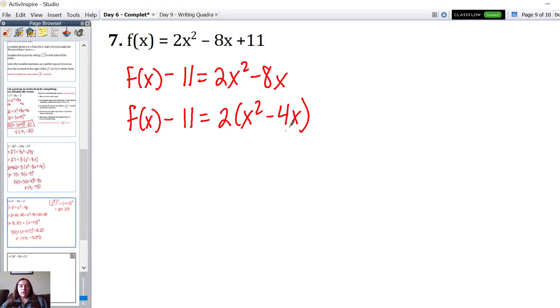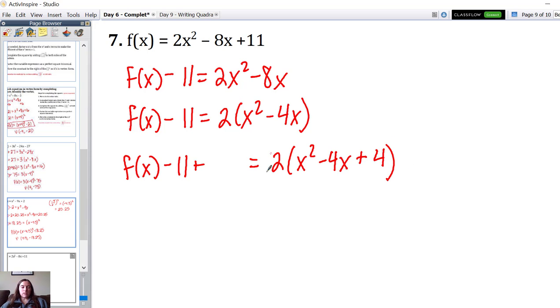Step 3, look at our b value, divide by 2 and square it. So we have f of x minus 11, and we're going to add something. I'll figure out what that thing is in a second. Equals 2 times x squared minus 4x plus, now negative 4 divided by 2 is negative 2, squared is 4. But again, since we have this 2 in front of the parentheses, we're really adding 2 times 4. So on the left side, we need to make sure we add 2 times 4. Well, 2 times 4 is 8. Negative 11 plus 8 is negative 3. So we have f of x minus 3 equals 2.